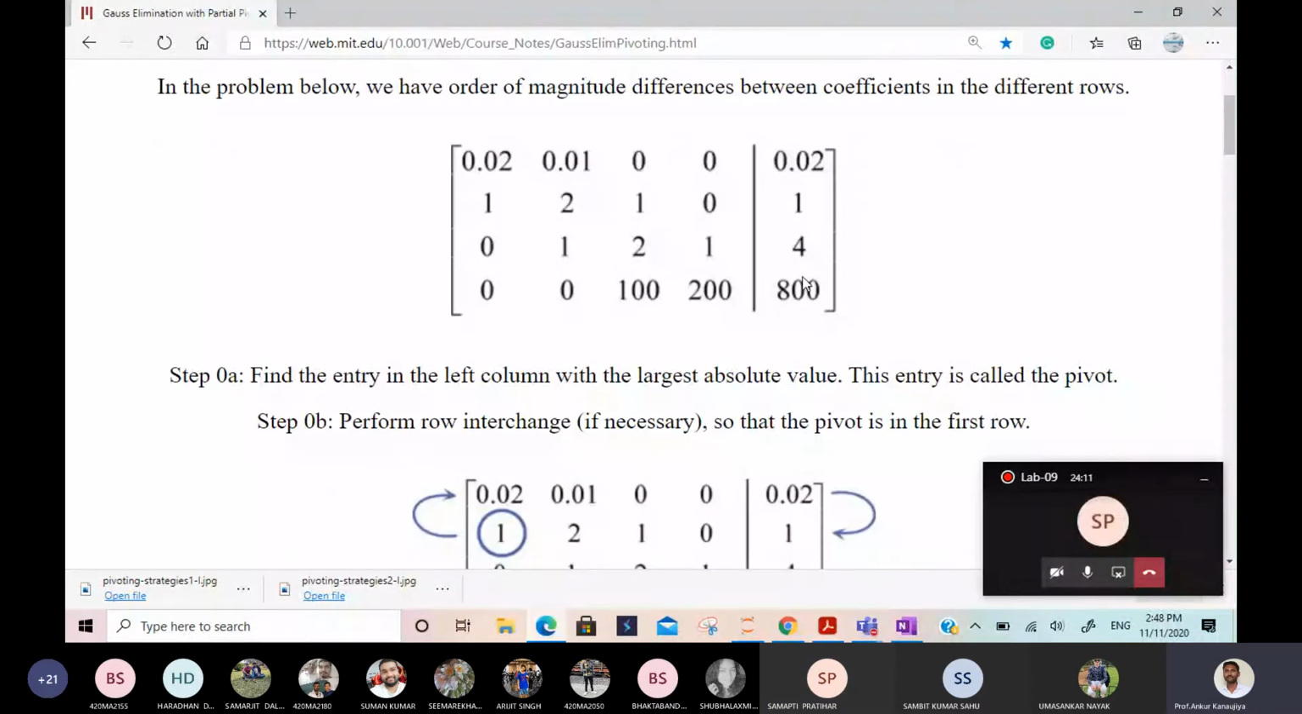Now we'll do this in Python. I will not write the whole code. So you tell me, do you want me to do it for Gauss-Jordan, Gauss elimination, or LU decomposition? LU decomposition, sir.